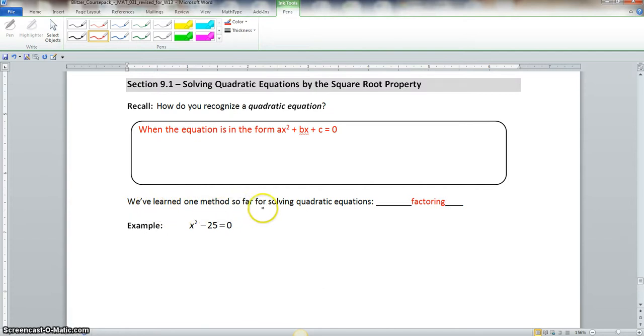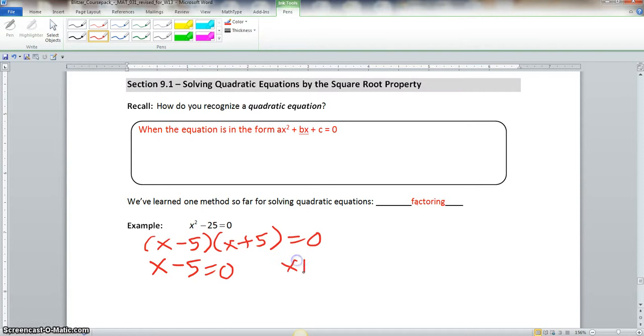Now, we've learned one method so far for solving quadratic equations, which was factoring. Example, we had x squared minus 25 equals 0. Now we know that this is the difference of two squares. So we would do x minus 5 and x plus 5, and that's equal to 0. So we would set each one of these parentheses individually equal to 0.